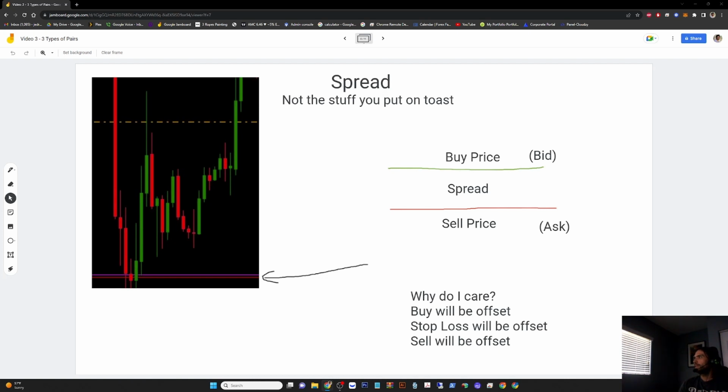Spread is smaller on the major pairs. That's why it's good to play with a major pair and a cross pair starting out, so you can understand a little bit of the difference between the high spread and a lower spread.